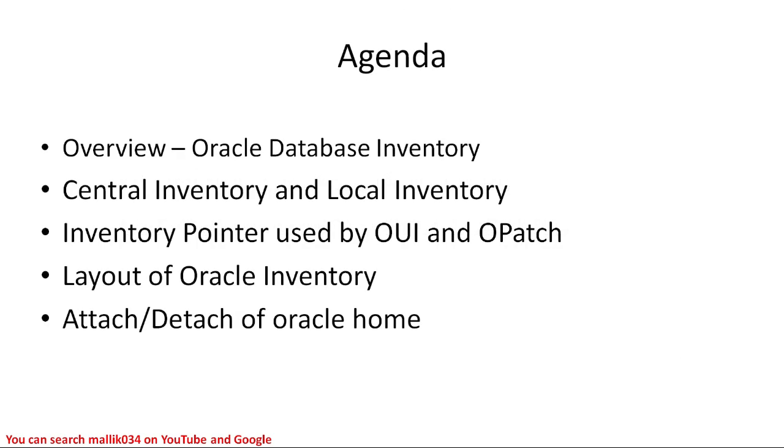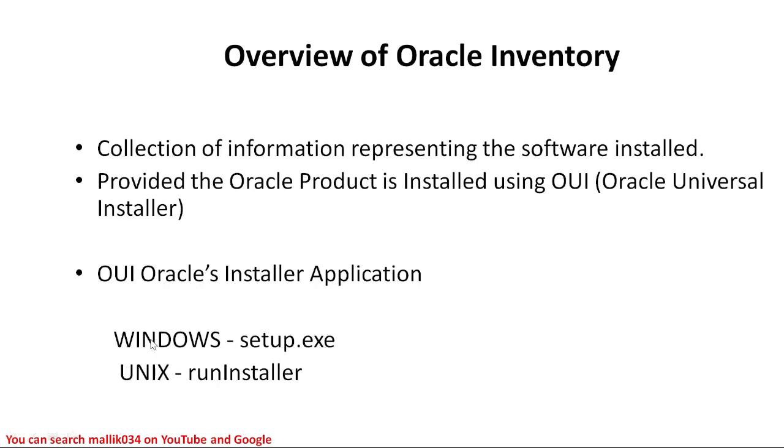The agenda is going to be an overview of these inventories, central inventory and local inventory, and then central inventory and local inventory locations, and what their contents are, in OUI, during OPatch and during run installer, and how we can point to these inventories, and then the layout of this inventory and attach and detach Oracle homes.